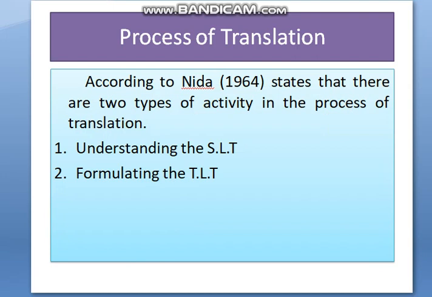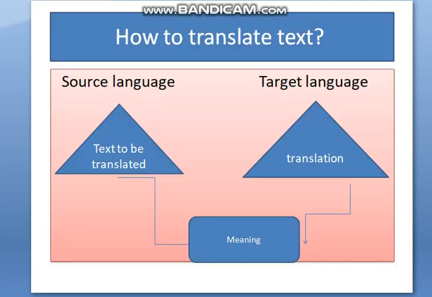Process of translation. Nida states that there are two types of activity in the process of translation: understanding the SLT, that means source language text, and formulating the TLT, that means target language text. In this diagram, I will explain how to translate a text from the source language to the target language. For a text to be translated into the target language, the main idea between them is meaning.